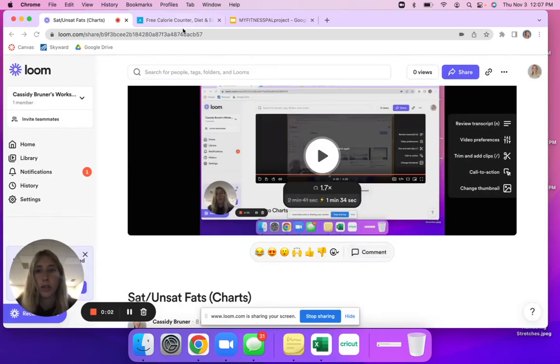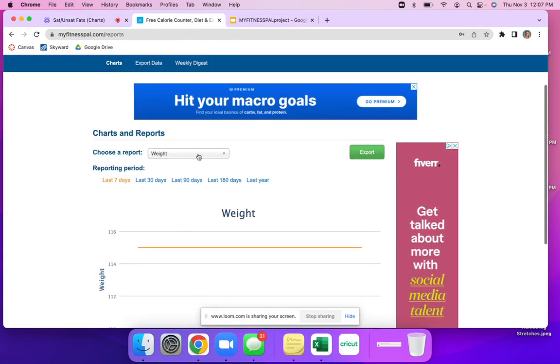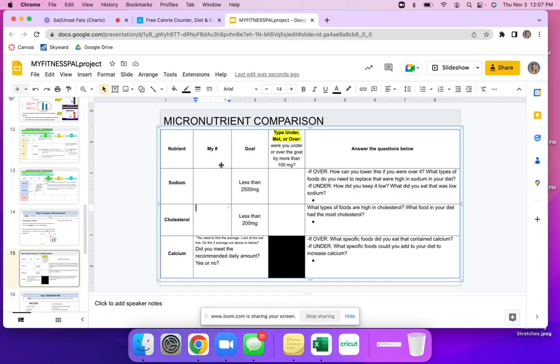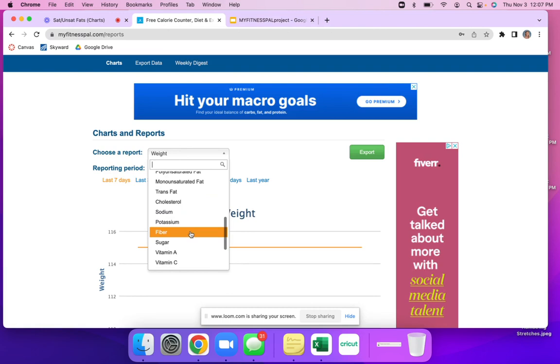Okay, so now I'm going to show you how to complete the micronutrient charts. We're still kind of doing the same thing that we were doing for macronutrients. We're just looking at the micronutrients now. So if you're up here, you hit reports, then you still see this drop down menu. First thing we're looking at is sodium. So I would go here, I would go to sodium.